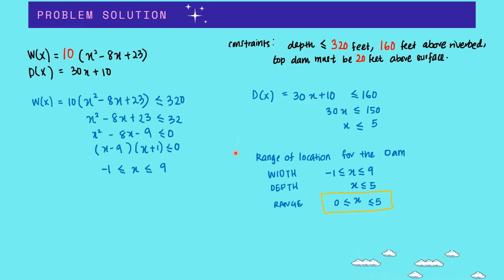Therefore, we will get the range of location for the dam, which are, for width, x between -1 and 9, and for depth, x less than or equal to 5. Therefore, when we combine them, we will get the range of x in between 0 and 5.